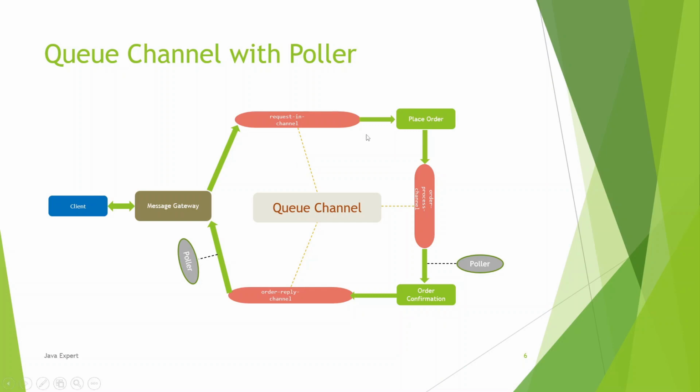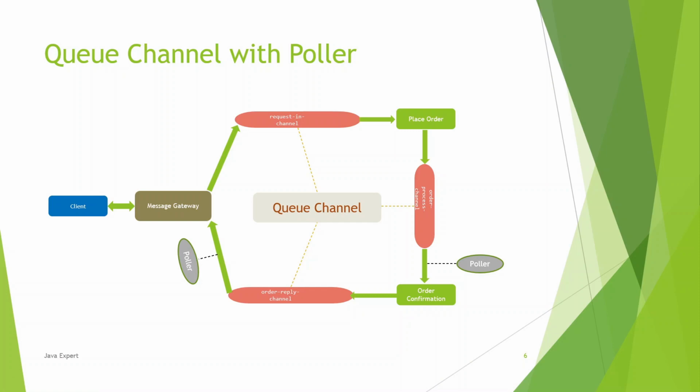So we have three different channels. One is request in channel, that is the channel between message gateway and place order. And from place order to confirm order, we have an order process channel. That's a QueueChannel. And from order confirm to reply, we have an order reply channel. That is also QueueChannel.